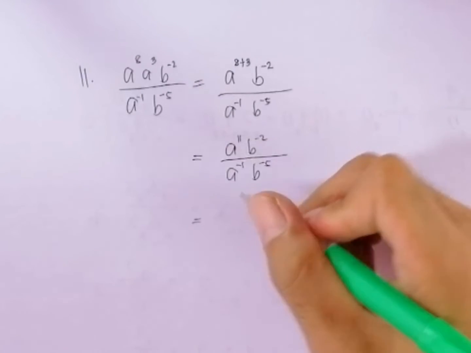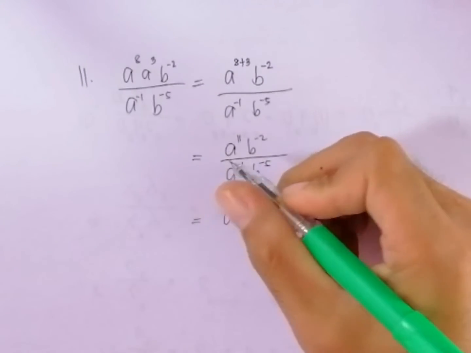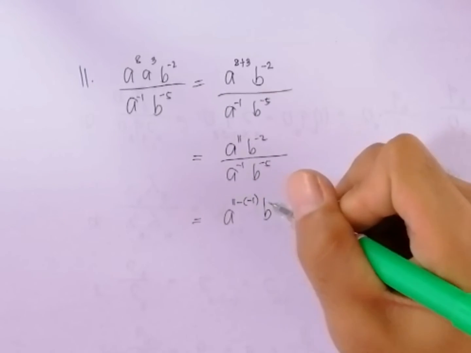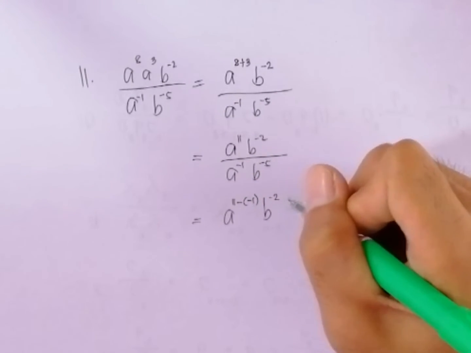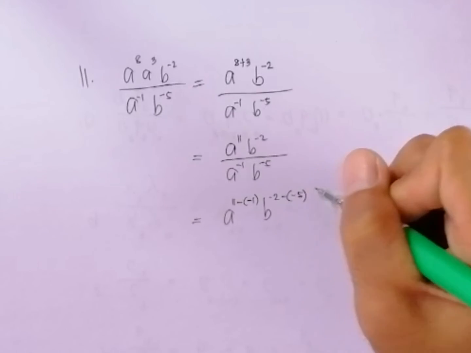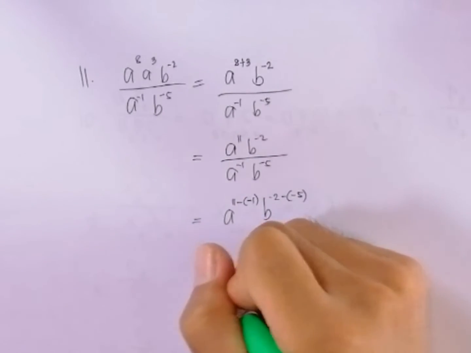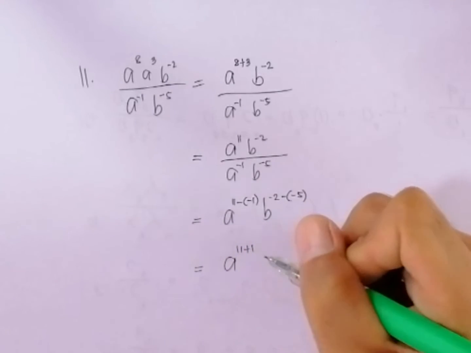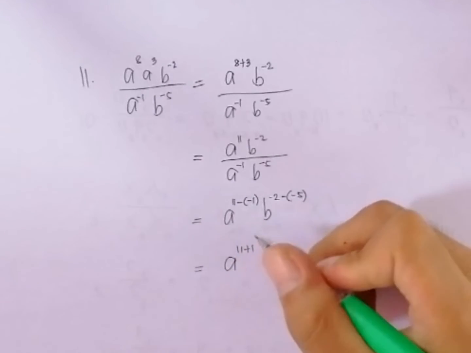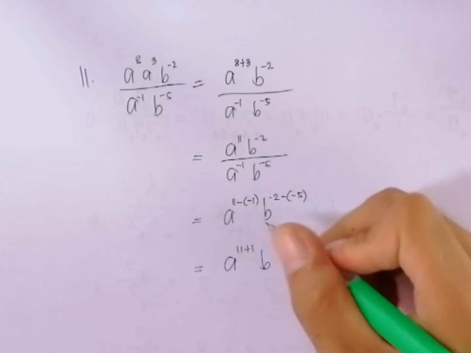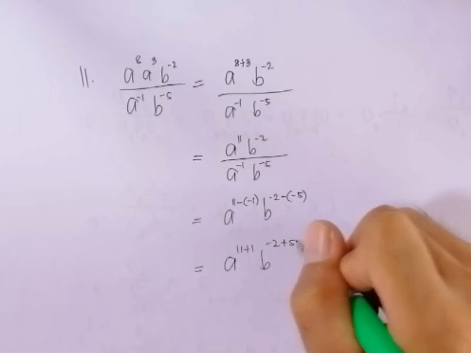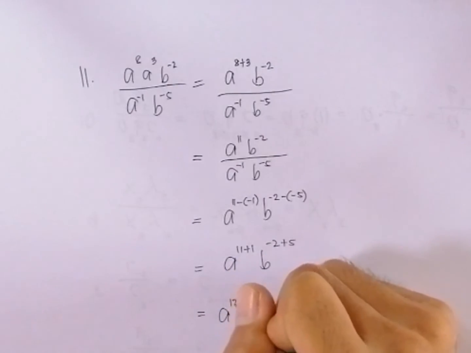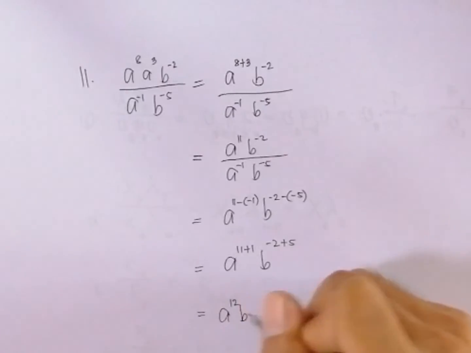So for a, that is a raised to the power of 11 minus negative 1, b raised to the power of negative 2 minus negative 5. Then simplify, that is a raised to the power of 11 plus 1, and b raised to the power of negative 2 plus 5. Then the final answer is a raised to the power of 12 times b raised to the power of positive 3.